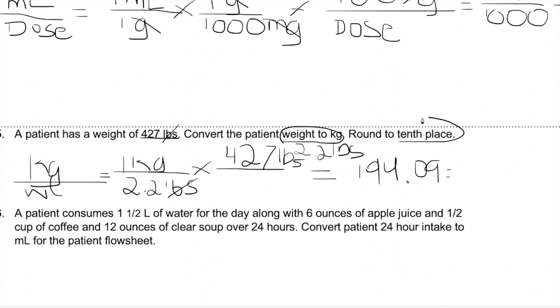And remember that the question is asking us to round to the 10th place. So remember 10th, 100th, because it's after the decimal point, so it's always going to end with a TH. So that's going to be the equivalent to 194.1, and that is our answer.